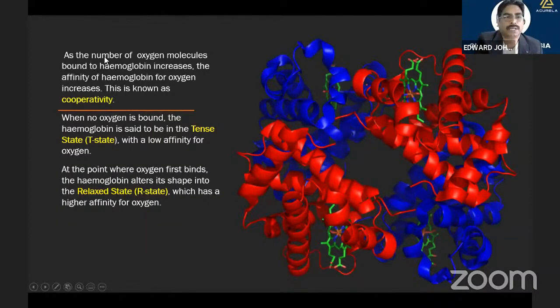Remember, as the number of oxygen molecules bound to hemoglobin increases, the affinity of the hemoglobin for oxygen increases. When an oxygen molecule attaches to the hemoglobin, it increases the affinity of the hemoglobin for further attachment of oxygen. That is called cooperativity. When no oxygen is bound to the hemoglobin, it is said to be in the tense form, T state, with low affinity for oxygen. When the oxygen first binds to the hemoglobin, it alters its shape to a relaxed state, which has high affinity for oxygen. If you don't understand, see this video.